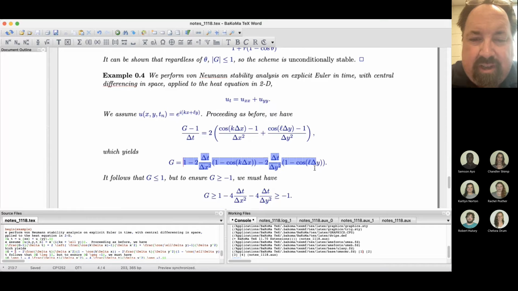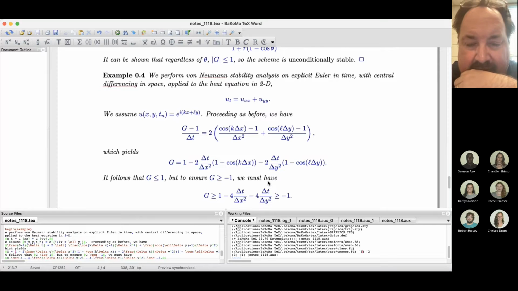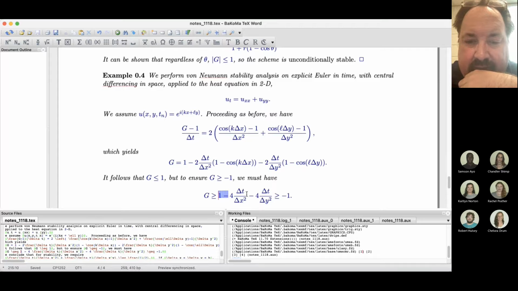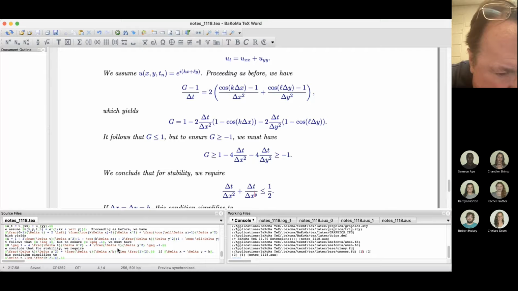So if we set this greater or equal to minus 1 and simplify as much as we can, and try to make sure that this is satisfied regardless of the value of k delta x or L delta y, then we end up with this stability condition. Oh, that's a mistake. That should be delta y squared.